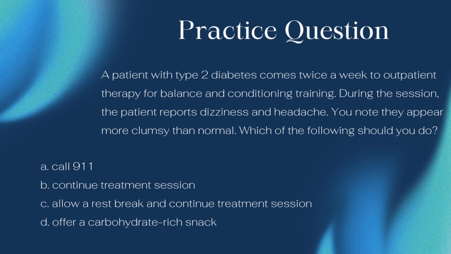So practice question. A patient with type 2 diabetes comes in twice a week to outpatient therapy for balance and conditioning training. During the session, the patient reports dizziness and headache. You note they appear more clumsy than normal. Which of the following should you do? A. Call 911. B. Continue the treatment session. C. Allow a rest break and continue the treatment session. D. Offer a carbohydrate-rich snack. I'll give you a moment to answer this question.